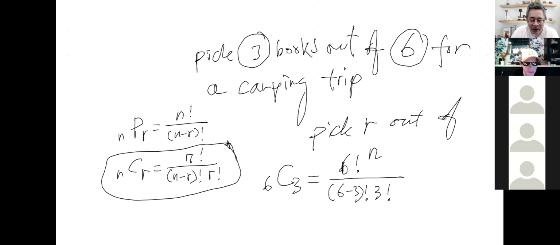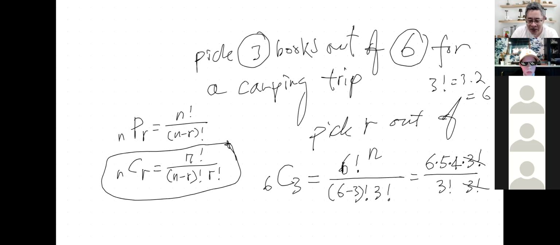So 6 factorial is 6 times 5 times 4 times 3 factorial, so we can cancel 3 factorial, and 6 minus 3 is also 3. Now the remaining factorial is 3 times 2, which is 6. So 6 and 6 cancel. We got 20. Okay, are we good on this one? Roger, you good?